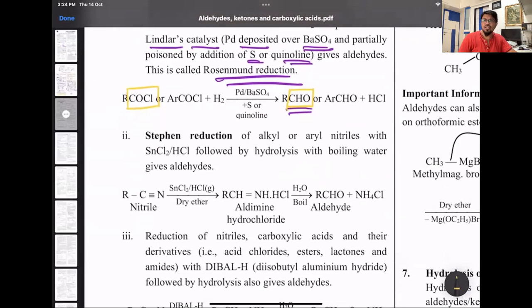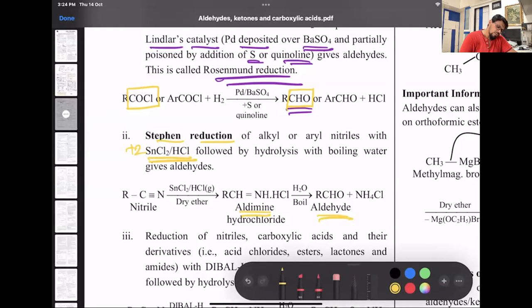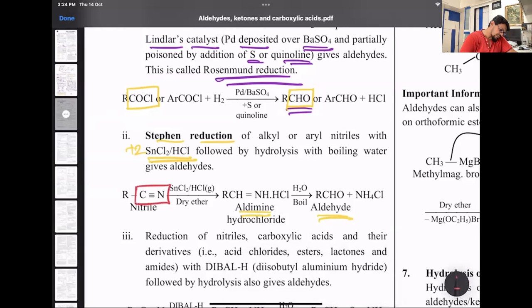Second, we have partial reduction of cyanides. That's called Stephen's reduction, where cyanides are reduced with SnCl2, where tin is in +2 state, stannous chloride and HCl, which liberates two nascent hydrogen. And the triple bond breaks, it forms a salt. That's called an aldimine hydrochloride salt, which if you hydrolyze, we get the respective aldehyde. So Stephen's reduction, everyone, is partial reduction, where the cyanide is reduced to aldehyde.